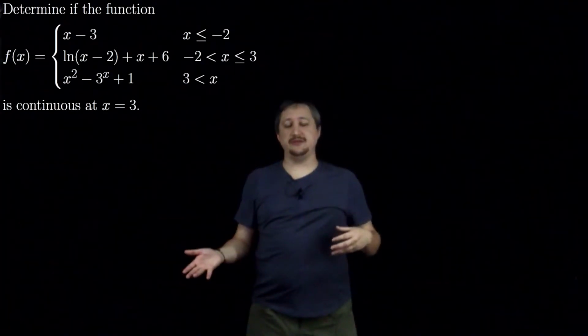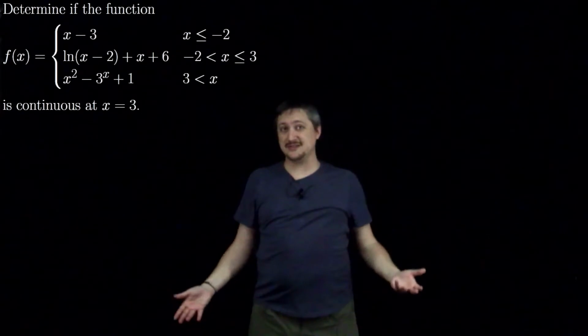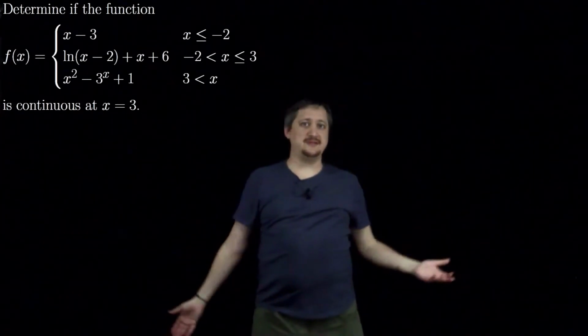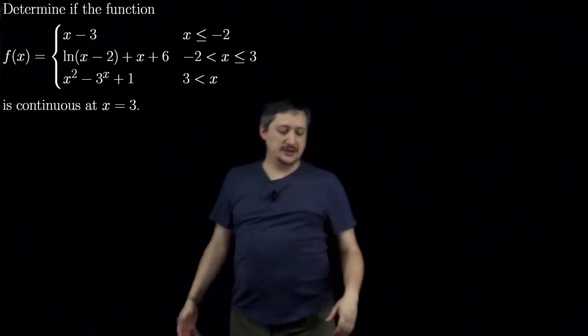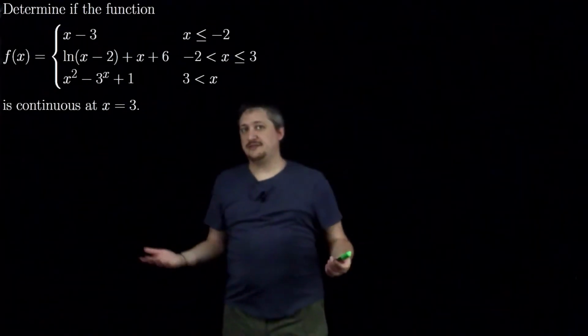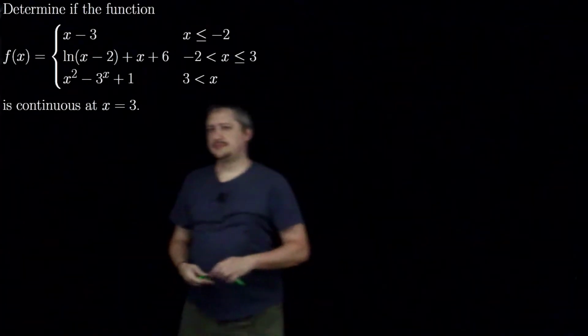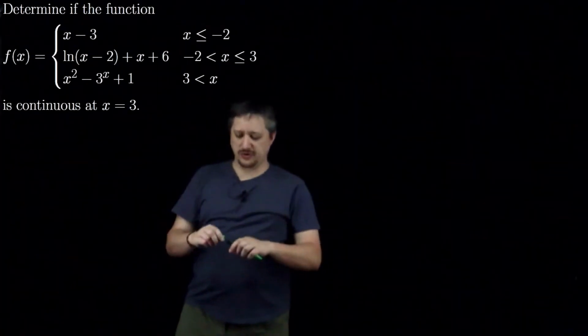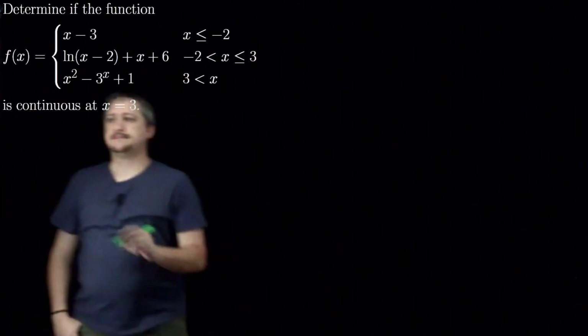If they do, then the limit exists. If they don't, the limit doesn't exist. And if the limit doesn't exist, it's not continuous and I'm done. If the limit does exist, that means I have to keep going. Okay. That's the overarching goal here.